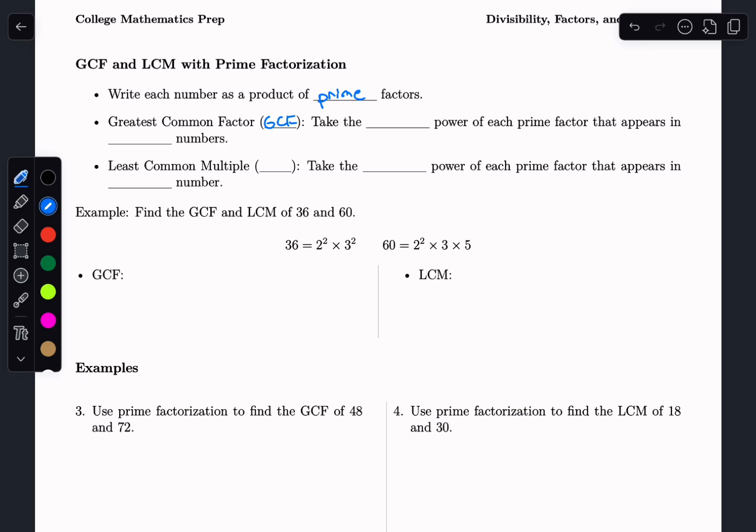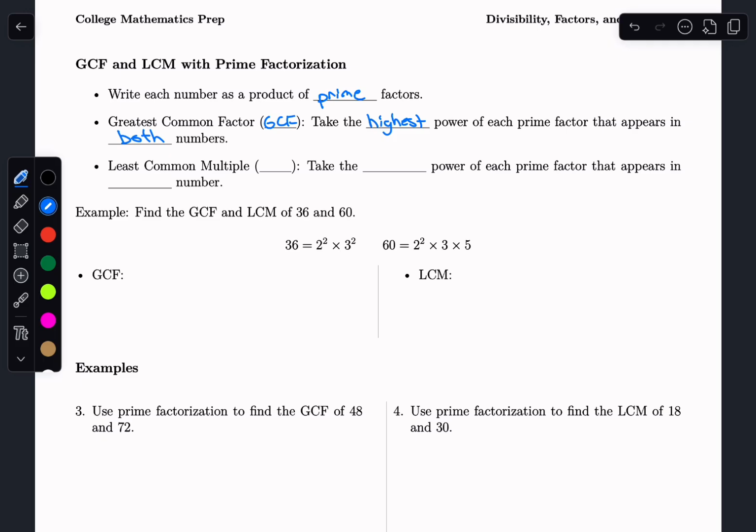So what we're going to do after we find the prime factorization is we're going to take the highest power of each prime factor that appears in both numbers. So we're going to find, what do both numbers have in common? They both have to have it.